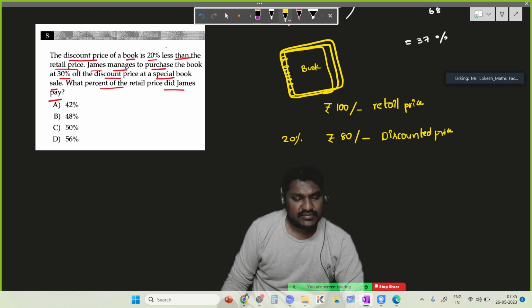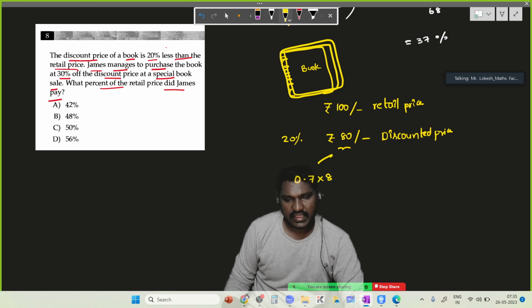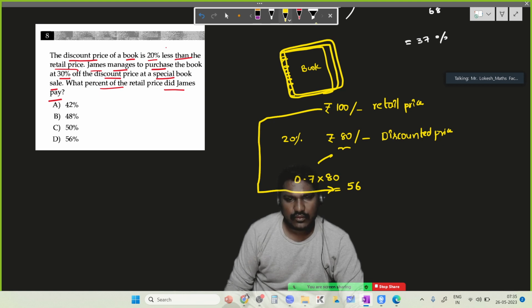But now what James did is he still managed to reduce 30% of this discount price. That means he still reduced the discount price by 30%. So he will be purchasing with 70% of this discounted price. So 0.7 times 80, which will be 56. Now compared to the original retail price of 100, he managed to buy at 56. That means the overall percentage of retail price that James pays is 56%.